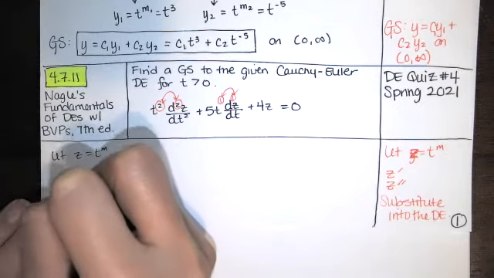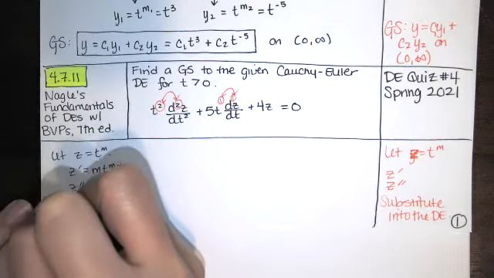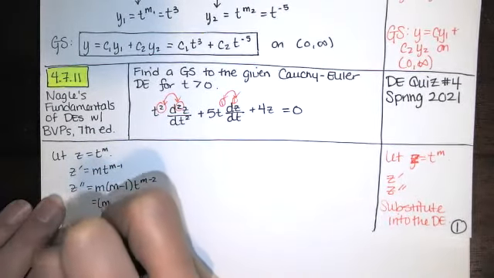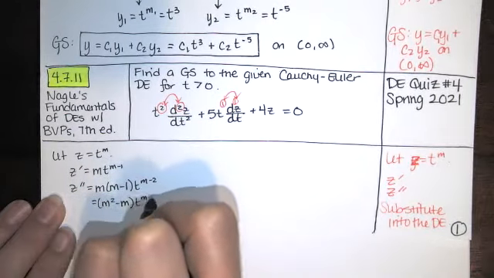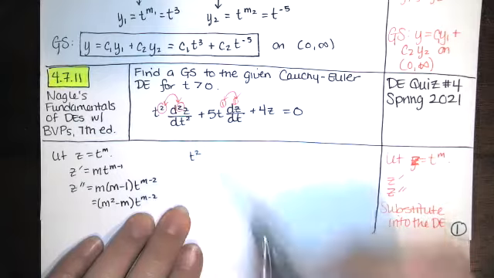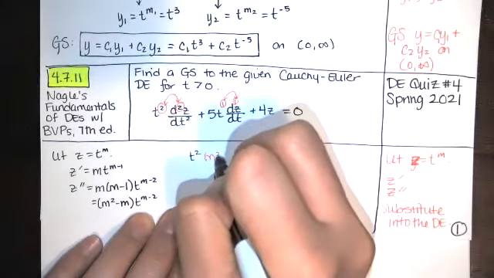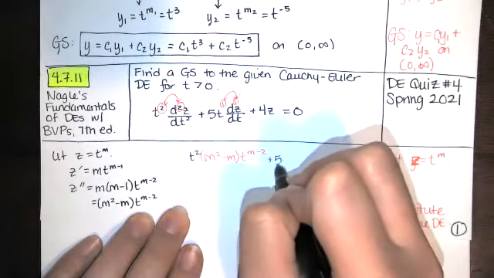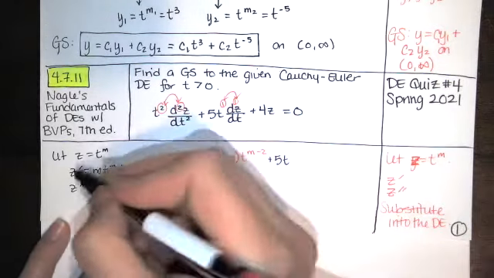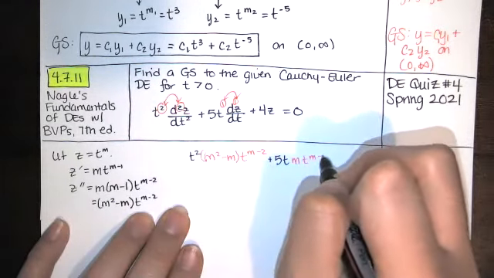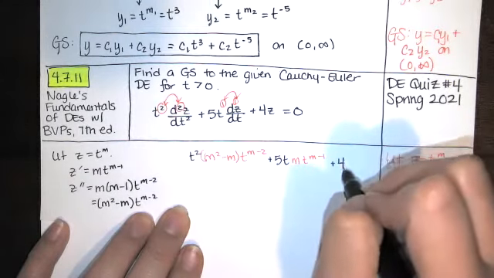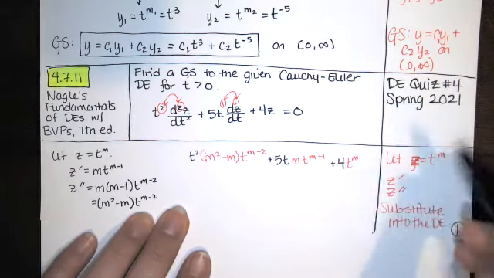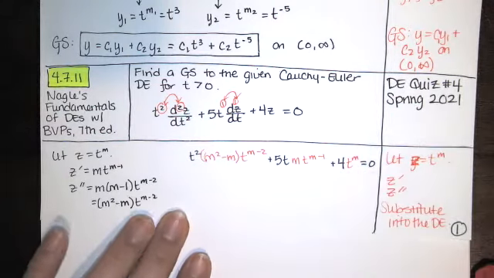Okay, so let's let z equal t to the m. Then z prime is m times t to the m minus 1. Z double prime is m times m minus 1 times t to the m minus 2. Distribute that m if you want to. And then substitute into the differential equation. So we have t squared times m squared minus m times t to the m minus 2, plus 5t times dz dt, which is z prime, or m times t to the m minus 1, plus 4 times z, which is t to the m. If this is a solution to the equation, then that must be equal to 0.